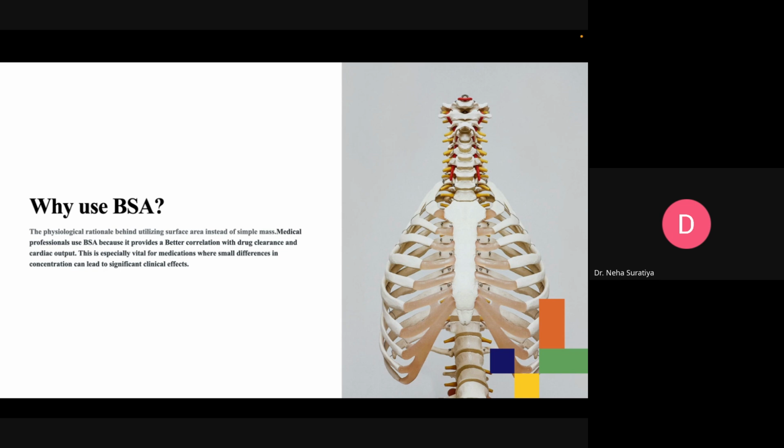Those drugs are considered narrow therapeutic index drugs. For those, BSA-based dosing provides greater precision and safety as compared to mg per kg dosing. That is the importance of BSA, body surface area. You need to understand in which scenario we go with mg per kg, and in which scenario we can go for BSA. I think we have some questions.